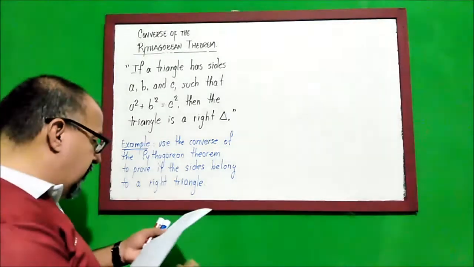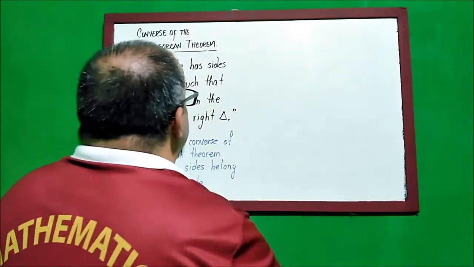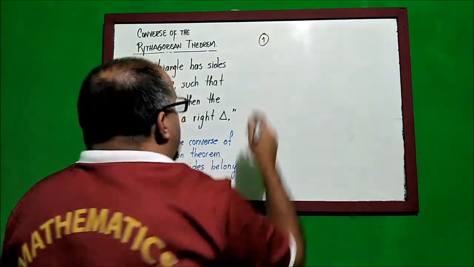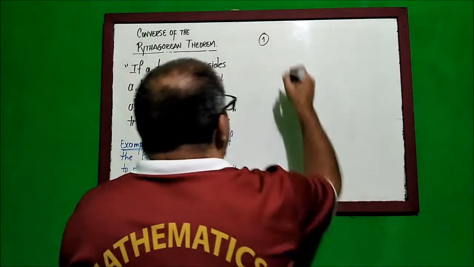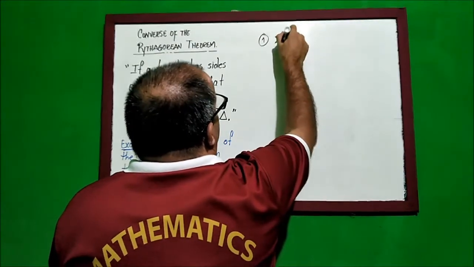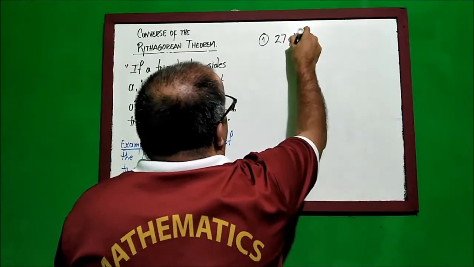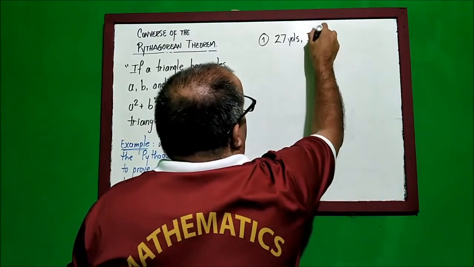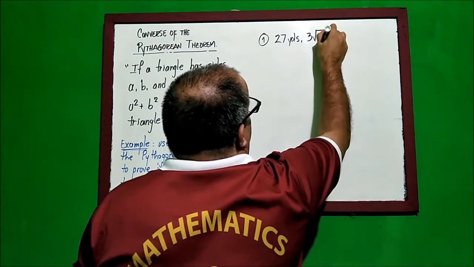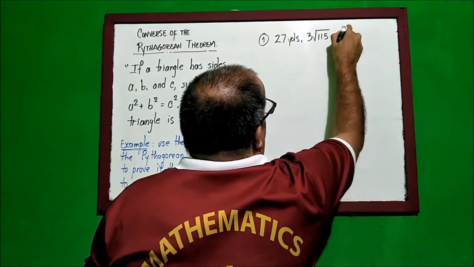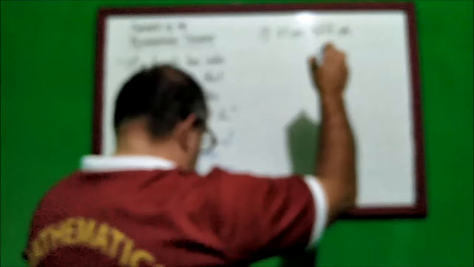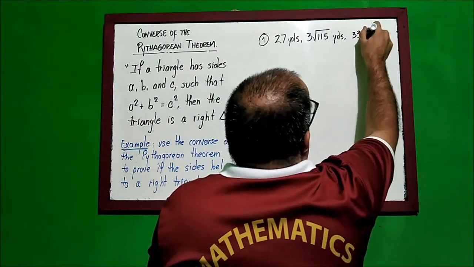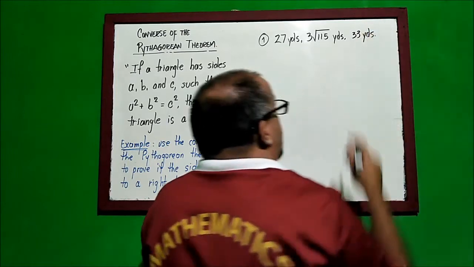So, let's analyze the first one. The first one says that I have sides 27 yards. I have another one that measures 3 square root of 115 yards. And finally, I have another one that is 33 yards. So I have the three sides of a triangle.